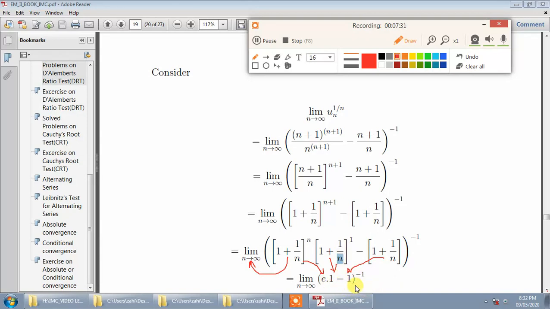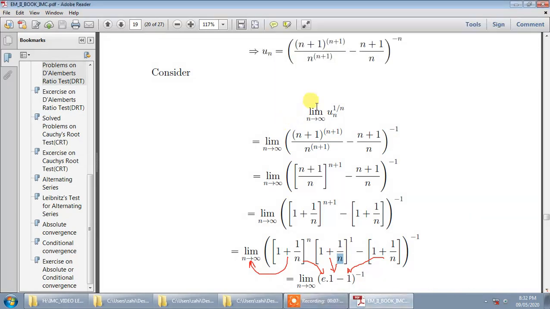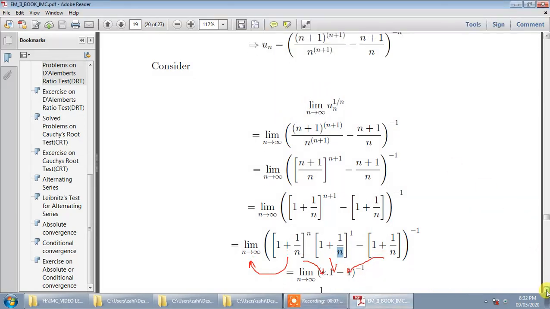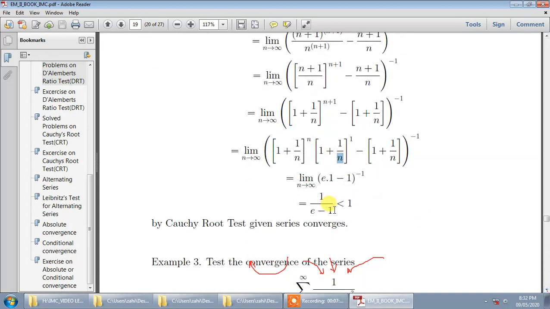Note that e minus 1 is what? 2.71 minus 1, that is 1.71, and reciprocal of 1.71 is definitely less than 1. So if it is less than 1, this limit is having value less than 1. If this limit is having value less than 1, then the series converges.